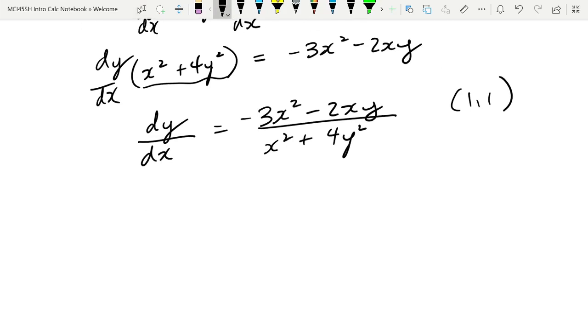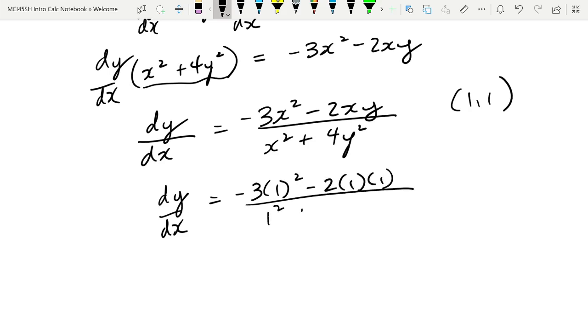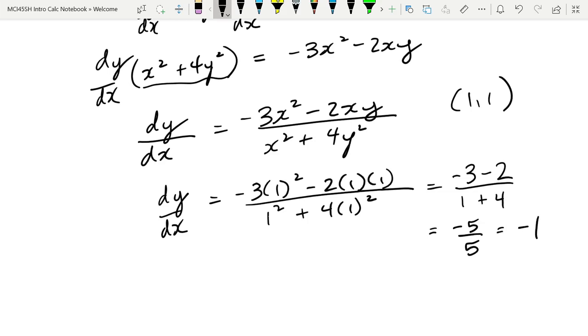So the slope is negative 3 times 1 squared minus 2 times 1 all over 1 squared plus 4 times 1 squared, which is negative 3 minus 2 times 1 is minus 2, all over 1 plus 4. So I'm looking at negative 5 over 5, which is negative 1.